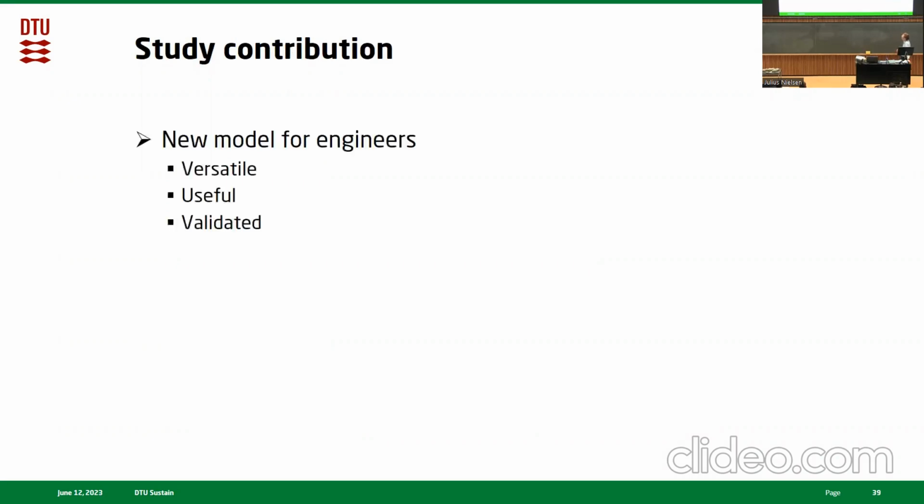So finally, what has this study contributed? A new model for engineers that is both versatile and useful in the sense that it's quite fast, and we have also been able to validate the model, so it can make a good estimate. And this can be used for cost-benefit analysis when people in the future want to consider a grid solution in their pavement design. This model could be used to quantify these effects.